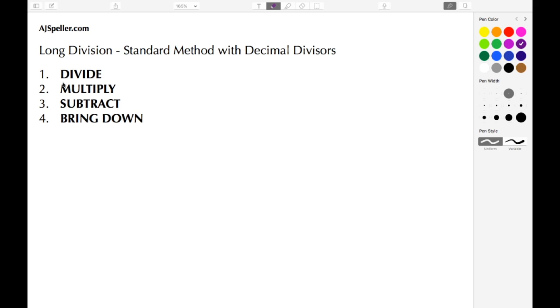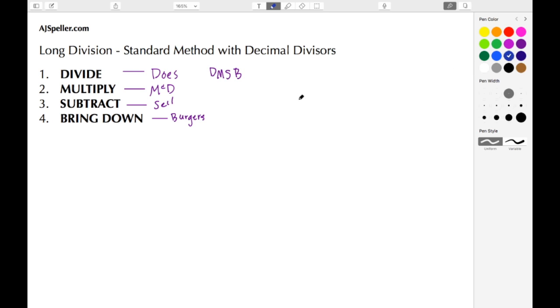We know our method tells us that we need to divide, multiply, subtract, and then bring down. But we have a saying that we use. For the D, we say does. For the M, for multiply, we say McDonald's. For the S, we say sell. And then for the bring down or the B, we say burgers. So we remember this DMSB by saying does McDonald's sell burgers?